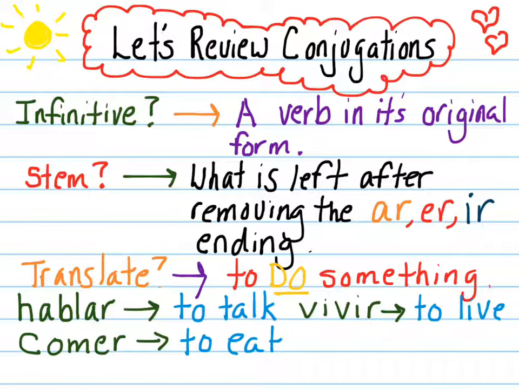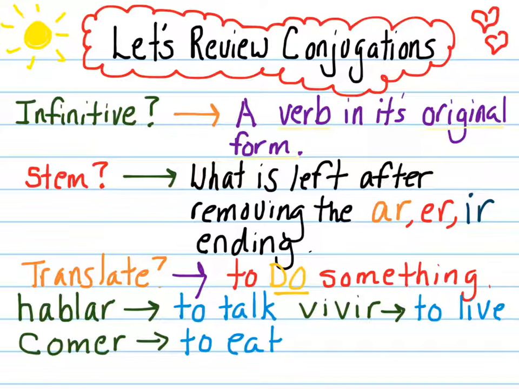Now that we've gone over all three of the verb forms, or the verb choices, AR, ER, and IR, I wanted to just review everything that we've gone over the last couple of weeks. So, let's start at the beginning. What is an infinitive? Remember, an infinitive is a verb in its original form, okay? Remember, the original form means it is ending in either ER, IR, or AR, okay?